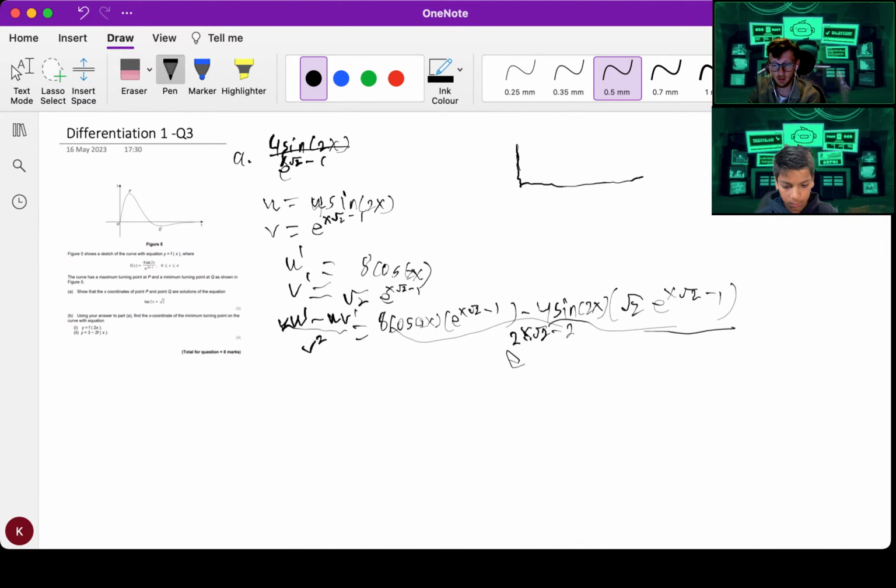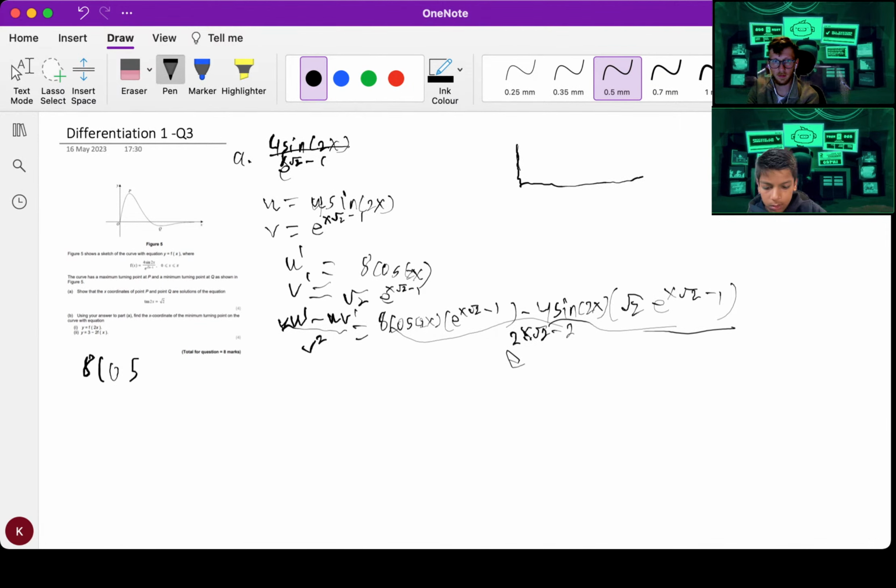That's the derivative. We don't need to do anything else with it just yet. We're going to use that now to show that the turning points solve tan 2x equals root 2. So, what did you say about turning points? The derivative equals 0. Good. Turning points are where the gradient is 0. The derivative is our gradient function, so we make that equal to 0.